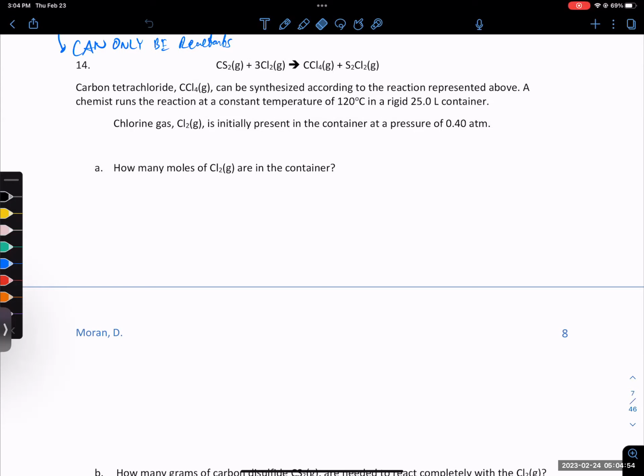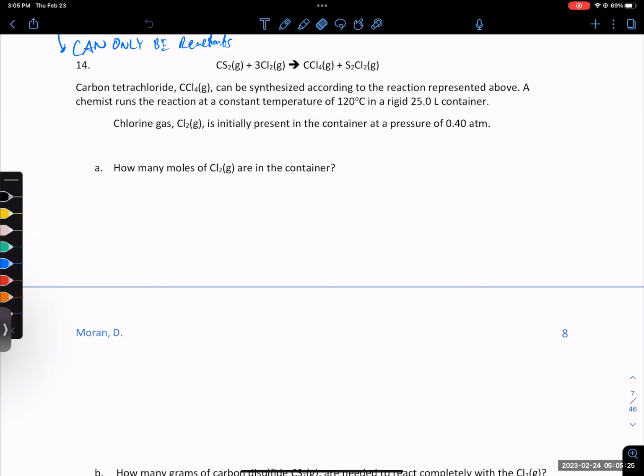All right, so carbon tetrachloride, CCl4, can be synthesized according to the reaction represented above. A chemist runs the reaction at a constant temperature of 120 degrees Celsius in a rigid 25-liter container. That's a big container, by the way. Chlorine gas is initially present in the container at a pressure of 0.4 atmospheres. How many moles of chlorine gas are in the container?